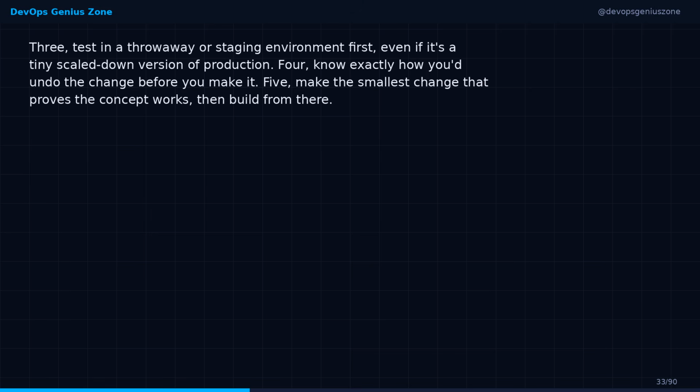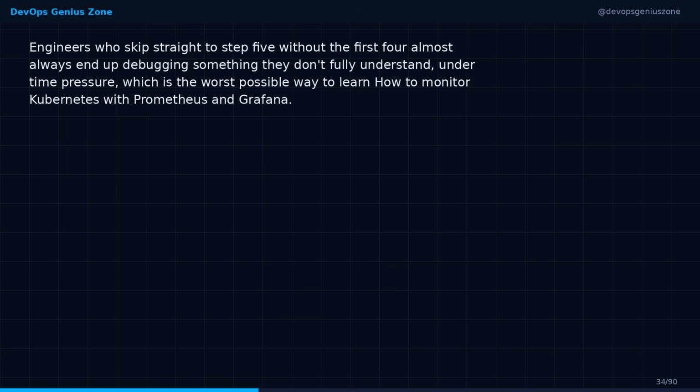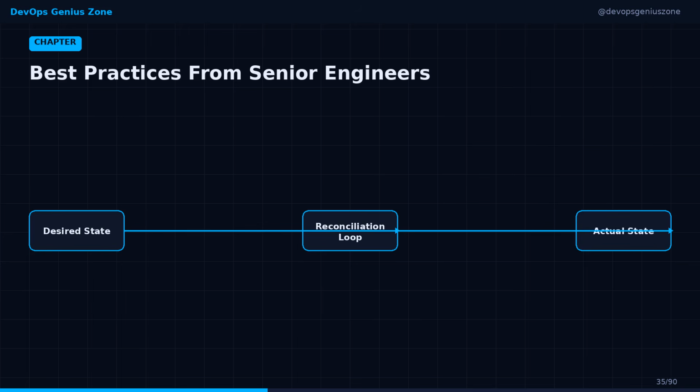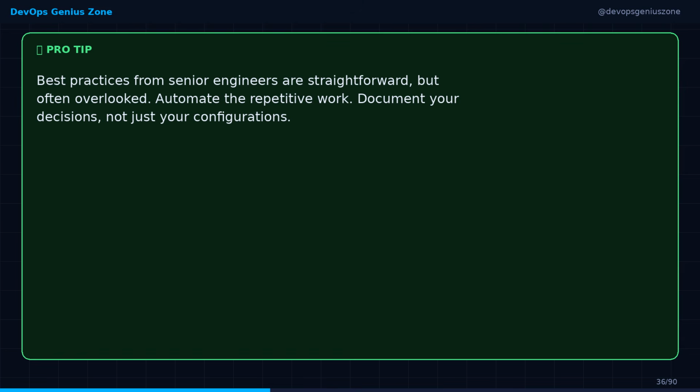Best practices from senior engineers are straightforward, but often overlooked. Automate the repetitive work. Document your decisions, not just your configurations. Test in staging before production. Monitor everything. And when something breaks, and it will, write a postmortem and learn from it. One of the most effective habits with how to monitor Kubernetes with Prometheus and Grafana is to always ask, can I undo this in under a minute? If the answer is no, you need a better rollback plan. I also recommend setting up a dedicated runbooks repository with step-by-step recovery procedures for how to monitor Kubernetes with Prometheus and Grafana specifically.